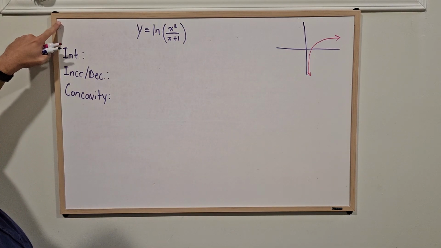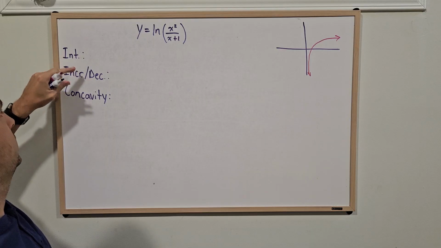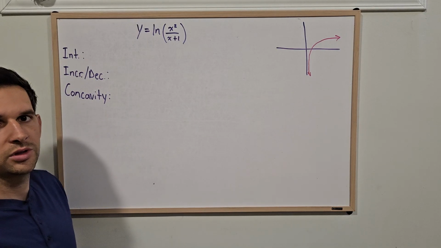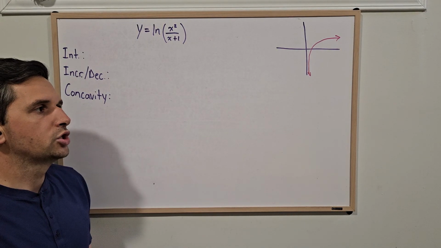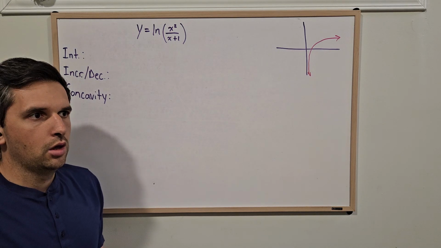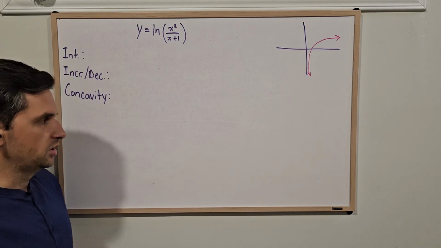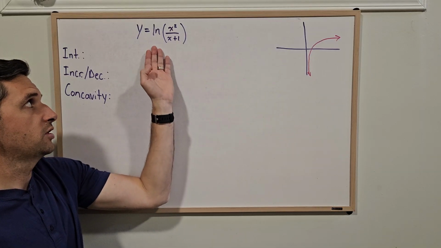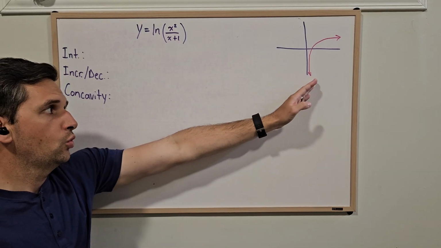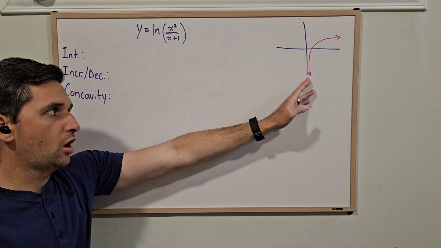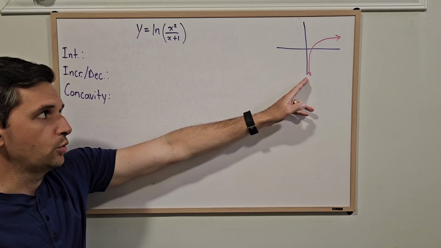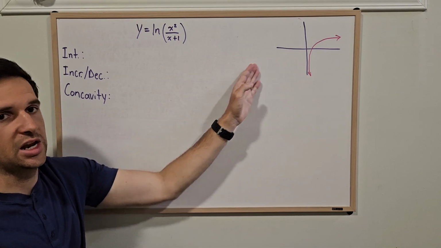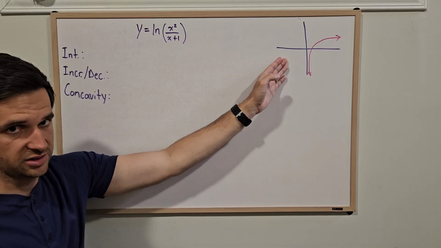So the first thing we want to do is find the intercepts, okay? While we're thinking about the intercepts, we also need to start thinking about the domain restrictions on this function. When we take the natural log of anything, we can't take the natural log of 0, and we can't take the natural log of any negative number, because it just doesn't exist on this side of the graph.